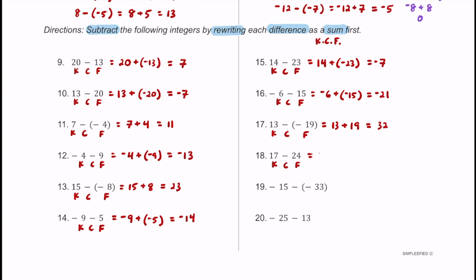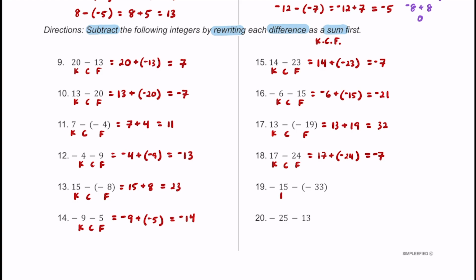Okay. For 18, we have 17 take away 24. So if we keep the 17, change the minus to a plus, and then flip the 24 to a negative 24, notice how one is positive, one is negative. So we're going to subtract 24 minus 17, that's going to be 7. And the answer is going to be negative here, just because the negative 24 had a greater absolute value.